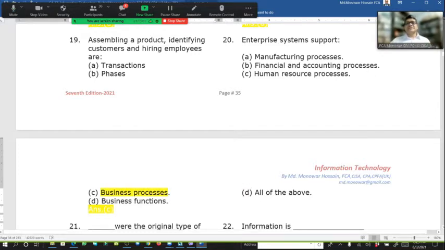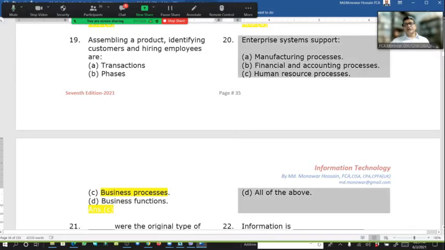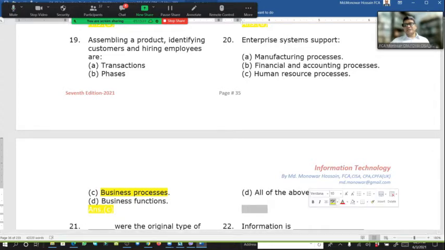Enterprise system supports manufacturing process, financial and accounting process, human resource process, or all of the above. So the answer is all of the above. We are expecting the answer is D, all of the above.